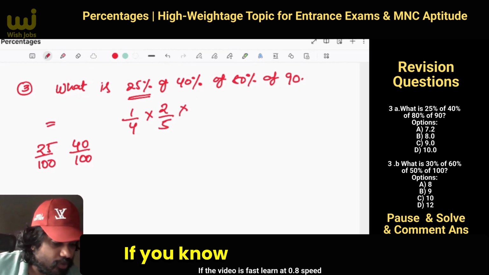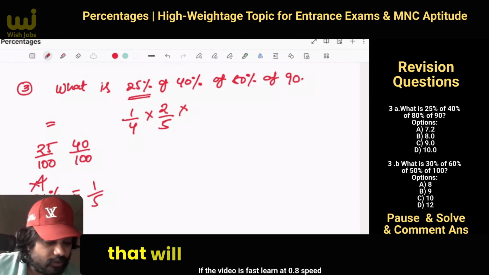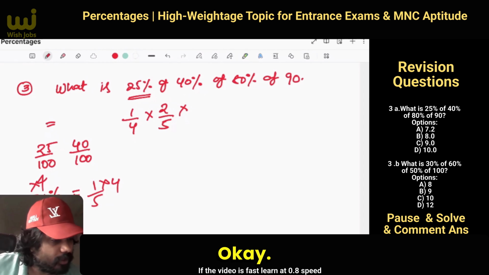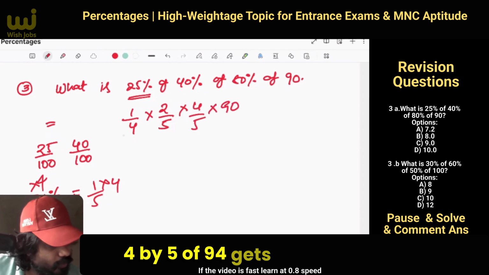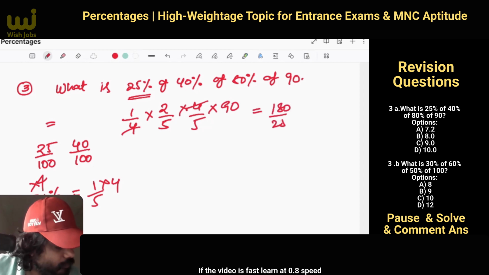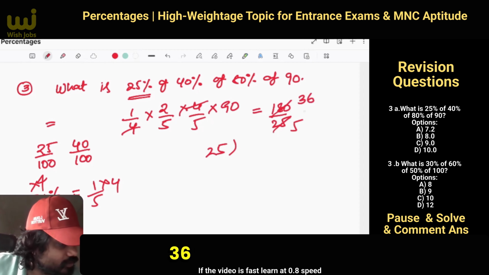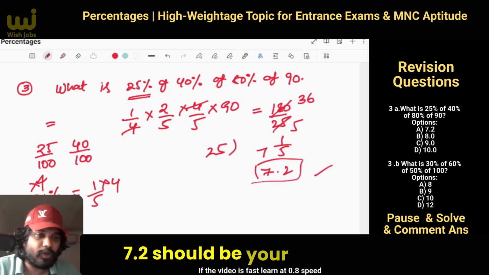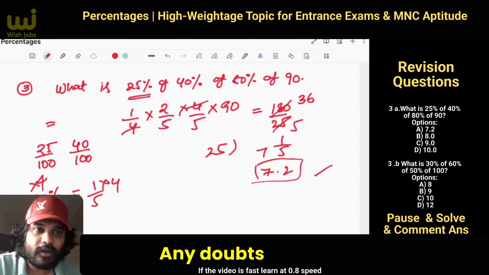See, one thing, if you know 20 percentage as 1 by 5, right? You just need to multiply into 4, that will come 80 percentage. So into 4, that is 4 by 5. Okay. 4 by 5 of 90. 4 gets cancelled. 180 by 25. So 25 5s are 125, 36 by 5. That is 7 1 by 5. That is 7.2. 7.2 should be your answer. Are you understanding, Asmita? Any doubts so far? Yeah, got it, I got it.